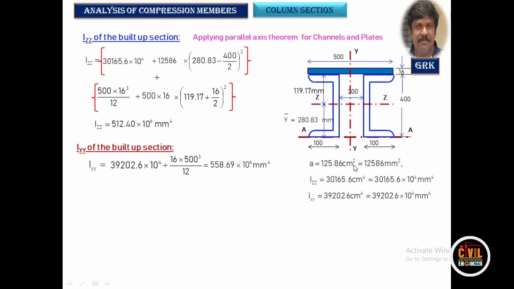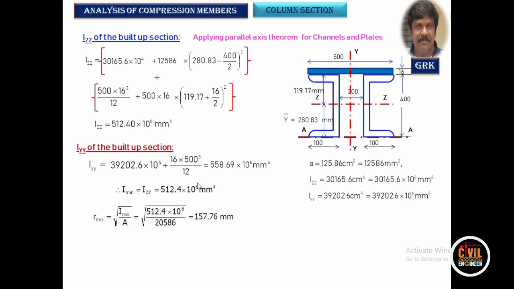Of both the sections, it is 39,202.6 plus d b cube by 12. It passes through the centroidal axis of the rectangular plate. Therefore, it is d b cube by 12. d is 16, b is 500 cube by 12. So I minimum is 512.4 into 10 power of 6 mm to the power of 4.